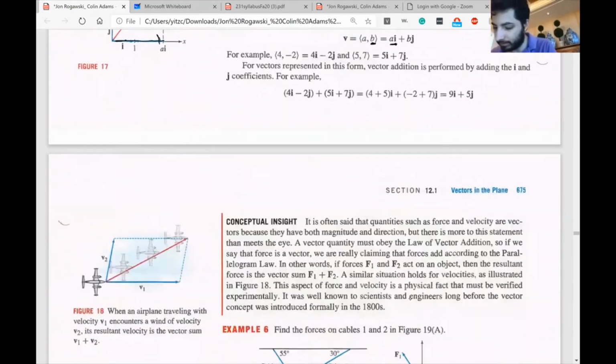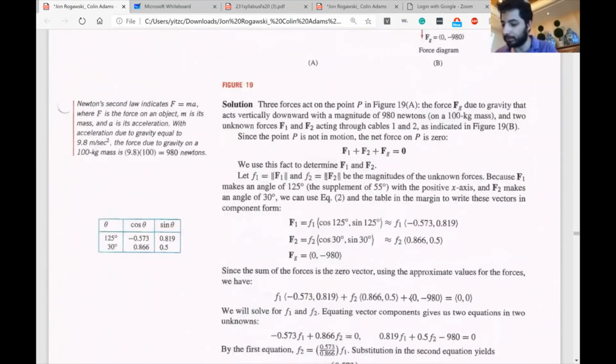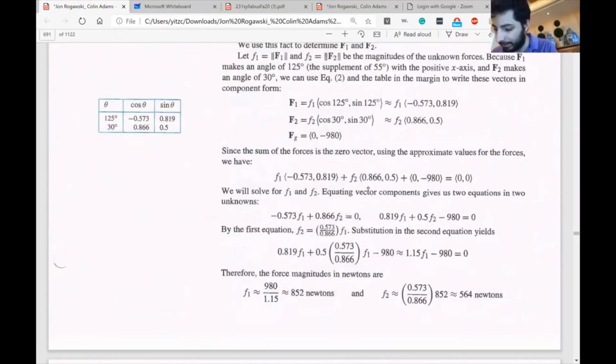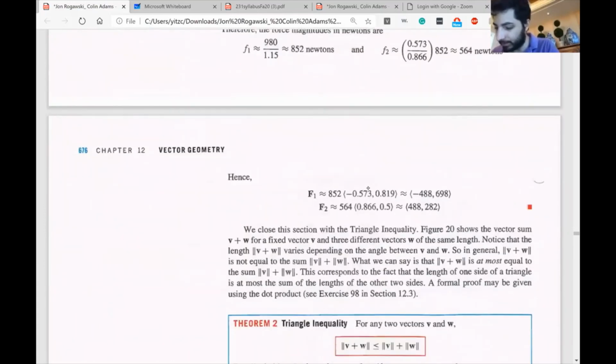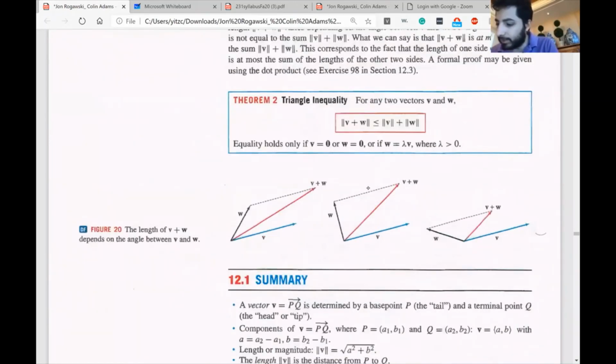Okay. So let's see. This is a physics problem which has to do with separating the x component and the y component of your forces. I'm not going to focus on this because I'm not sure how much it comes up in multivariable. And this over here is the triangle inequality for vectors.